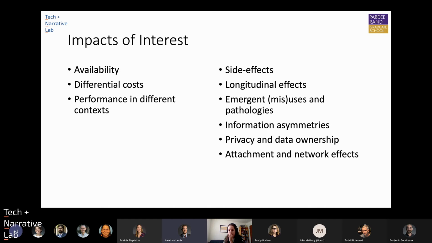And on attachment and network effects, we half jokingly talked about almost an inverse of planned obsolescence around some technologies, where you have this planned reliance or dependency, and all of these create potentially different sources of leverage that could intentionally or unintentionally exploit users in different ways. Yeah, definitely. Next slide.